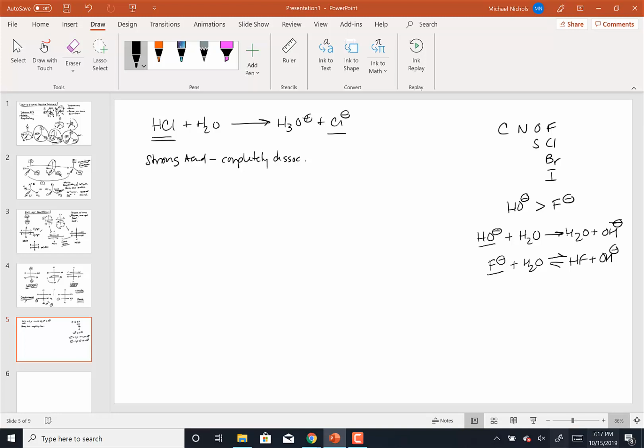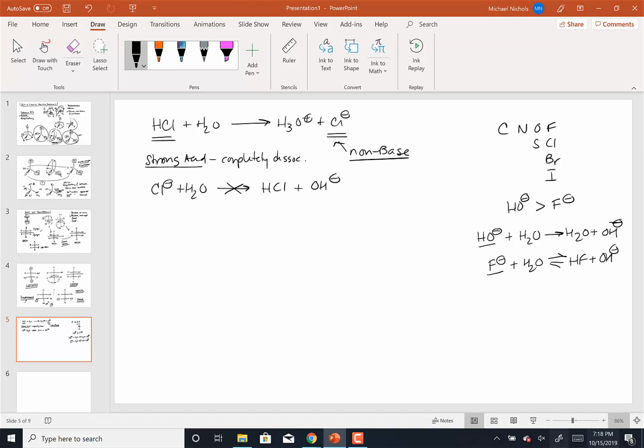What about its conjugate base, Cl minus? Well, is Cl minus even a base? If I took Cl minus and placed it into water, would I form any HCl or hydroxide? And the answer is no, I wouldn't. So what I like to say is that HCl is a strong acid because it completely dissociates. The conjugate base of a strong acid is a non-base because Cl minus doesn't act as a base.